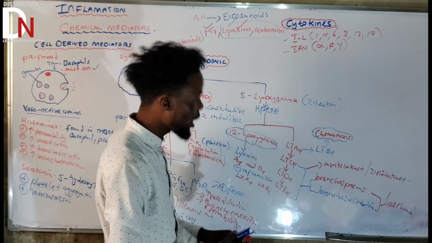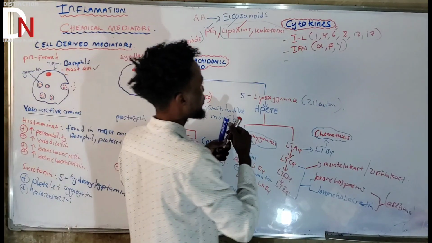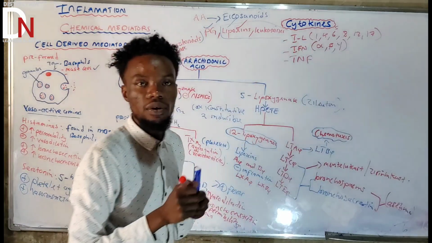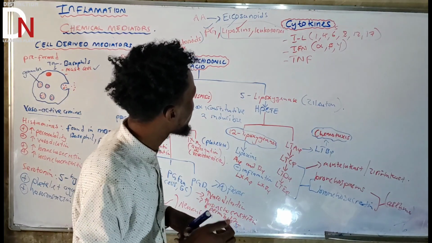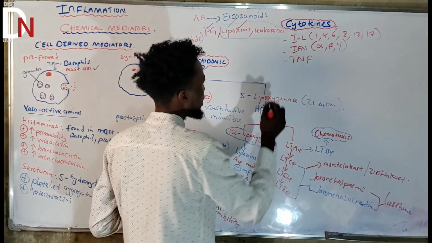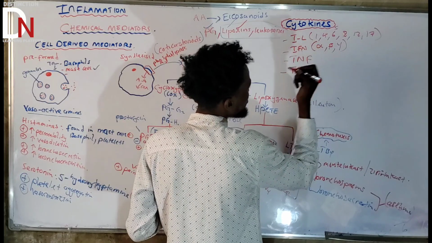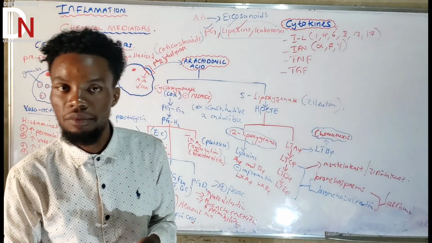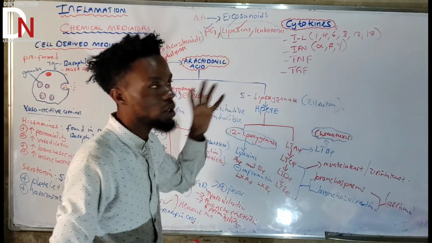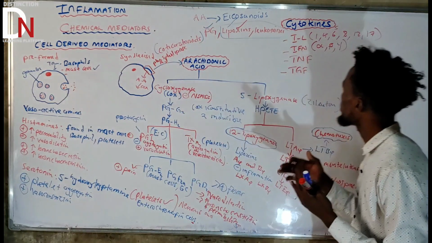Another one, apart from those, is tumor necrosis factor. Tumor necrosis factor alpha, beta, like that. Then the other cytokine that we can talk about is transforming growth factor alpha and beta. So these are cytokines that you need to know about. These are examples of cytokines. We'll come and talk about them in the future. For now, let's just know the most important ones.